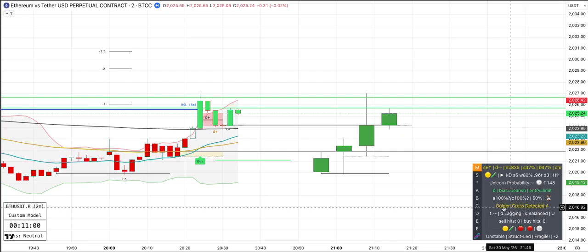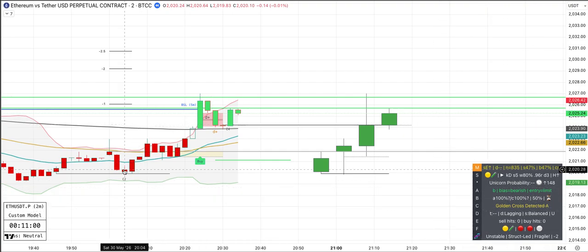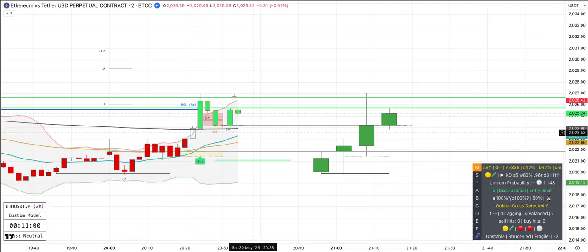Golden cross detected. And it's also aligned. This is a very strong confluence here. Okay, and it's interesting that this comes up right after this sweep, so it's getting us even more stronger.